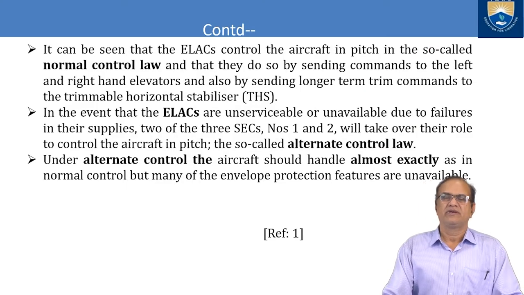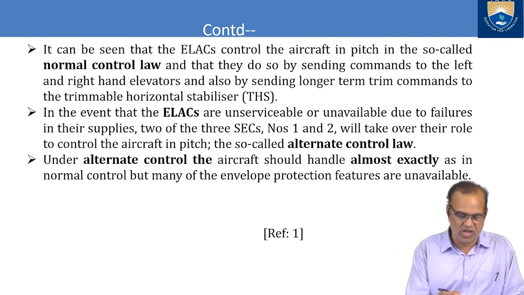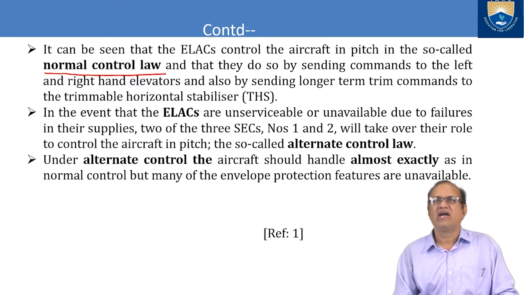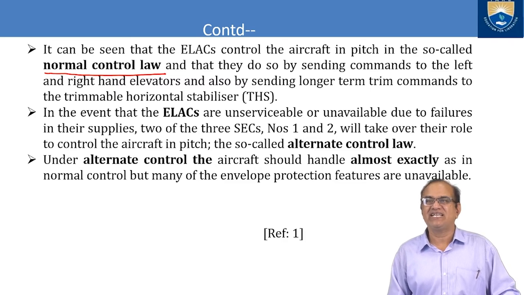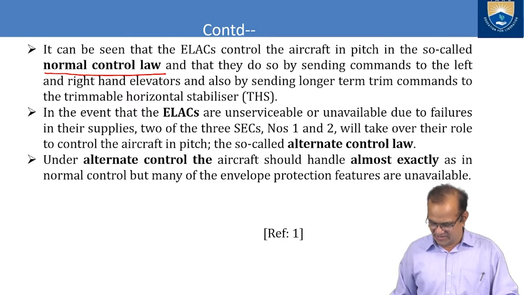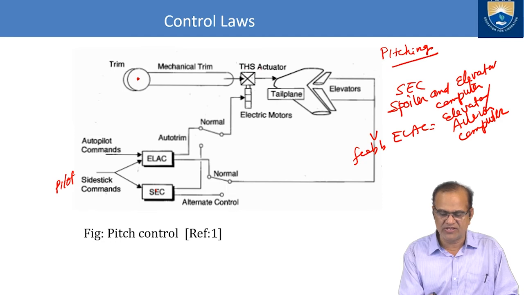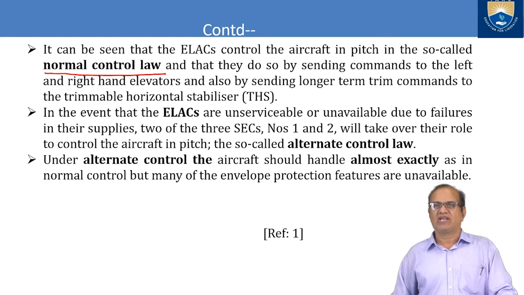Now, it can be seen that the ELAC, the elevator aileron computers, control the aircraft in pitch in the so-called normal control law. They do so by sending commands to the left and right elevators, and also by sending a longer-term trim command to the trimmable horizontal stabilizer. So you can see here the trimmable horizontal stabilizer can move. It will also go to the left and right elevators. In this way it is working.